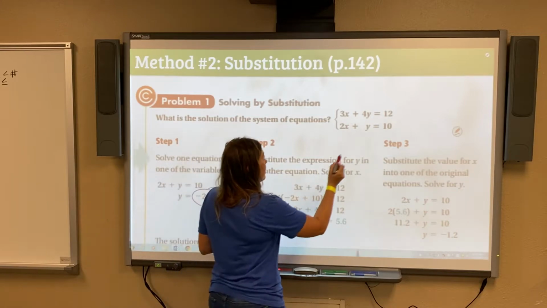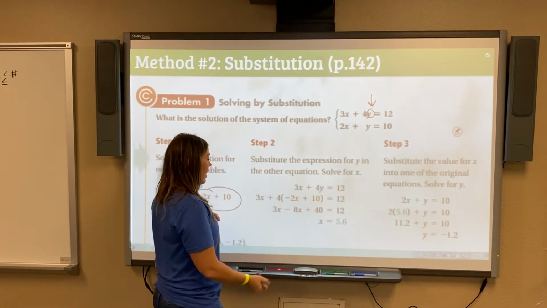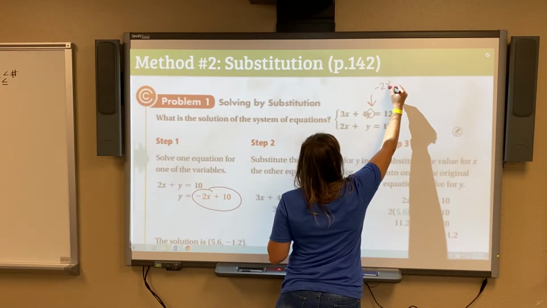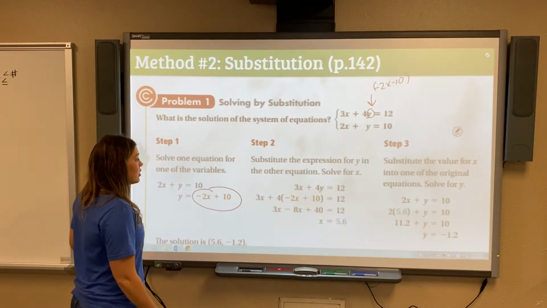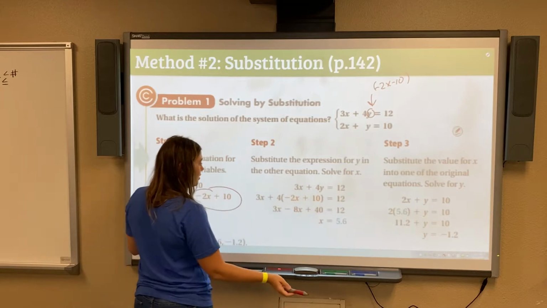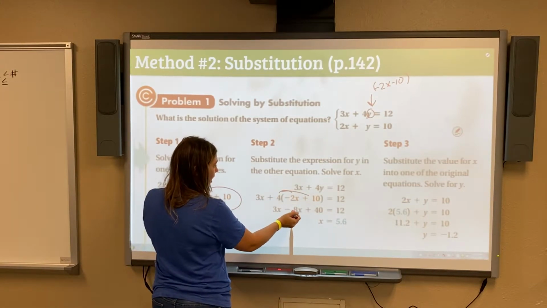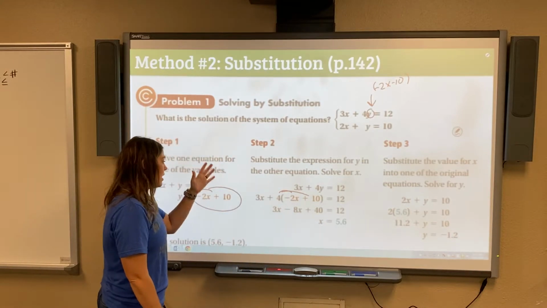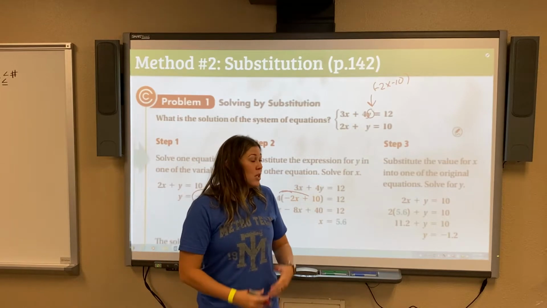Okay, so this is where we're going to plug in our negative 2x plus 10, because that's what y is, right? And we're going to put it in parentheses. So we get 3x plus 4 times negative 2x plus 10 equals 12. Distribute our 4. Bring down the 3x, negative 8x plus 40 equals 12. We simplify, solve, we get 5.6. Okay. So that's what x equals.